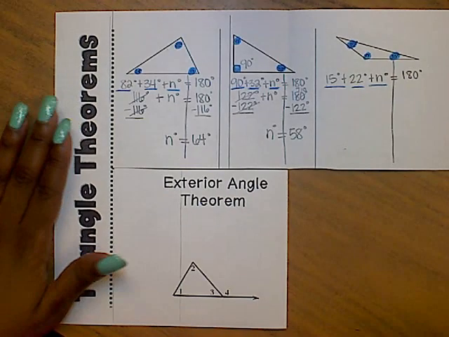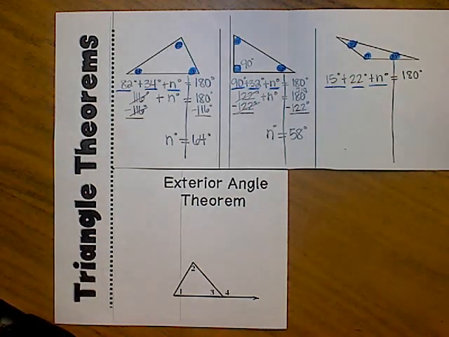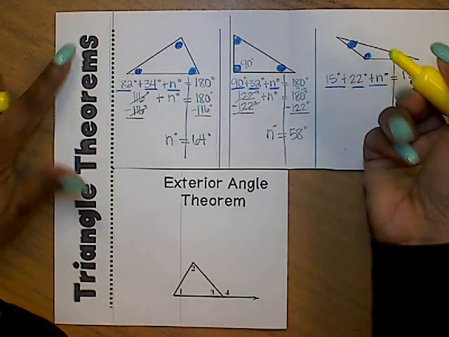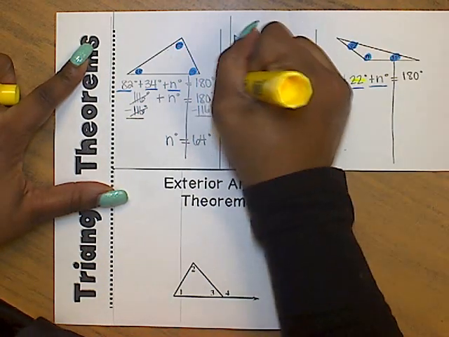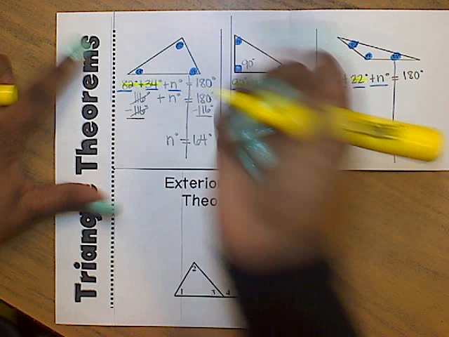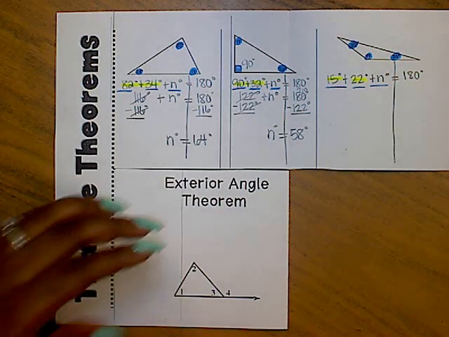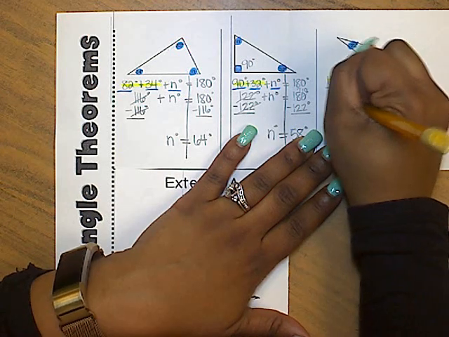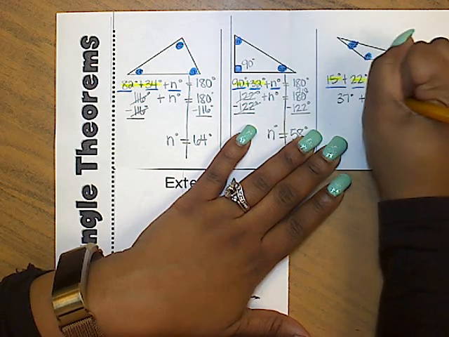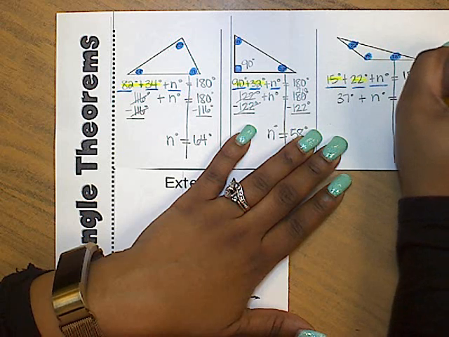We're going to combine our like terms. So our like terms are just the same jersey. They wear the same jersey, so these are constants. So that's what we call these, our like terms. Those are constants. We're going to combine them. So we have 37 degrees plus N degrees equals 180.